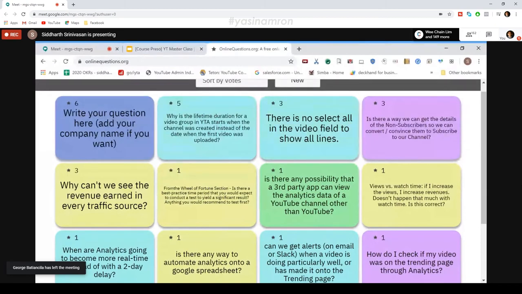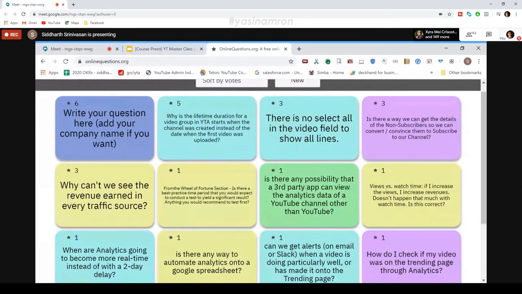Well, I can read out the next one. From the Wheel of Fortune section, is there a best practice time period that you would expect to conduct a test to yield a significant result? Anything you would recommend to test first?